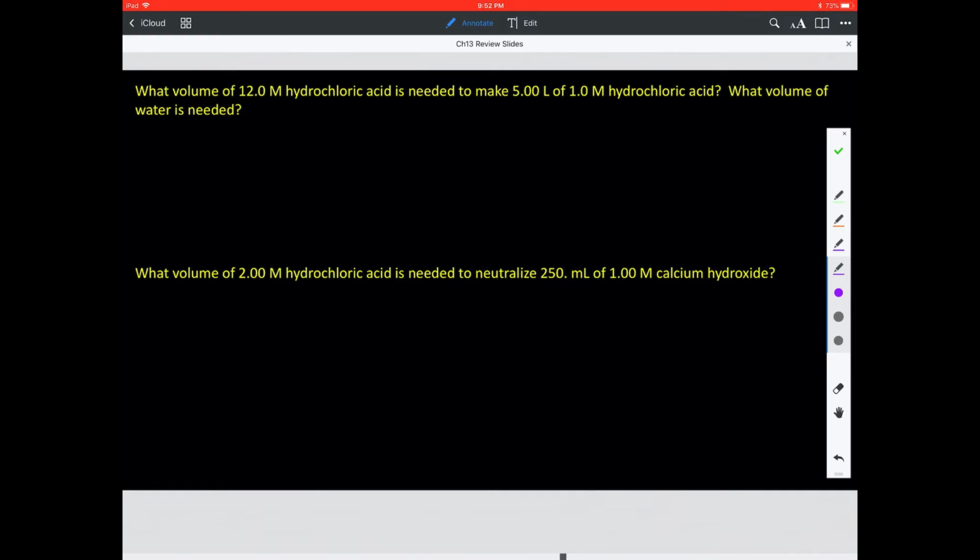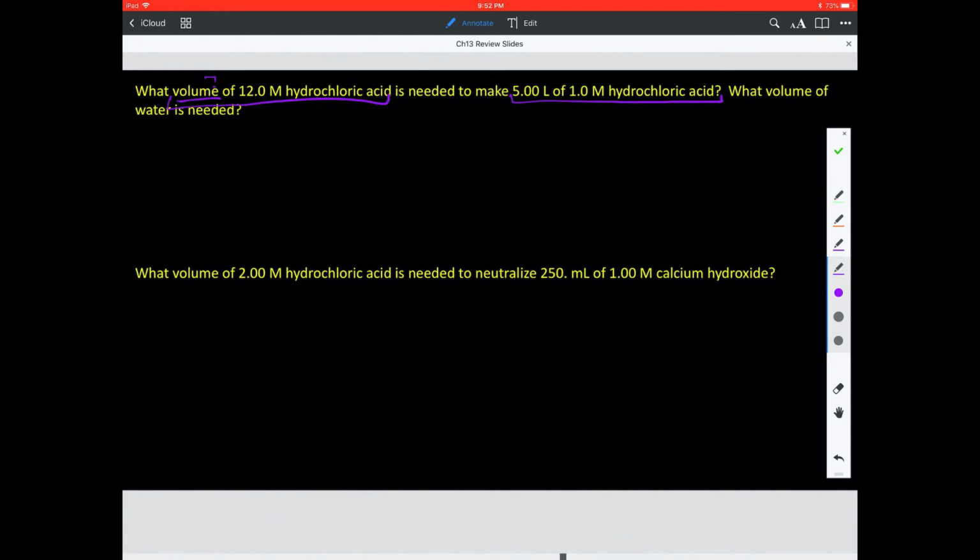This one says, what volume of 12 molar hydrochloric acid is needed to make 5 liters of 1 molar hydrochloric acid? And then subsequently, what volume of water is needed? So I'm talking about a 12 molar HCl from which I would like to make 1 molar HCl. So this is dilution. I have one thing and all I'm doing is making it more dilute.